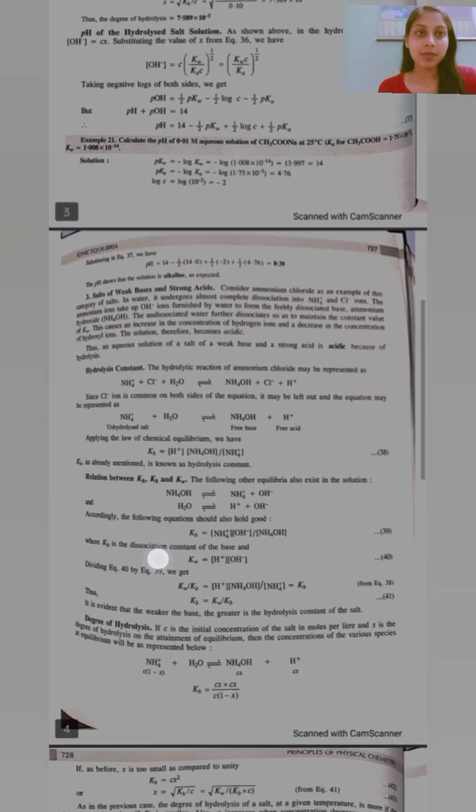Taking the third part, this is salts of weak bases and strong acids. Consider ammonium chloride as an example of this category of salts. In water, it undergoes almost complete dissociation into NH4 positive and Cl negative ions. The ammonium ions take up OH negative ions furnished by water to form the feebly dissociated base, ammonium hydroxide NH4OH.